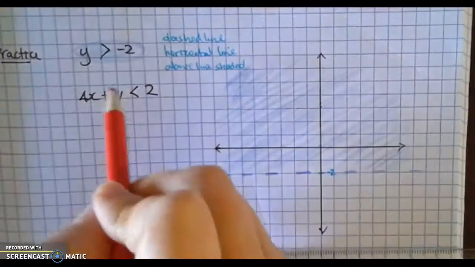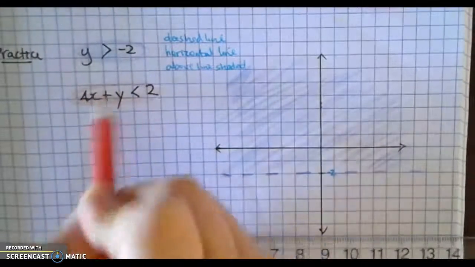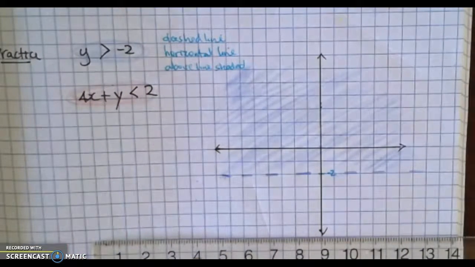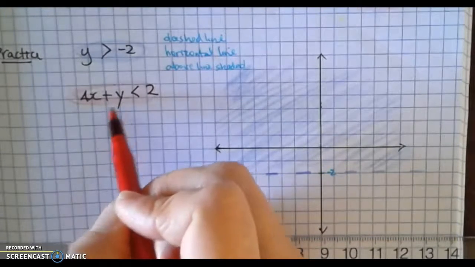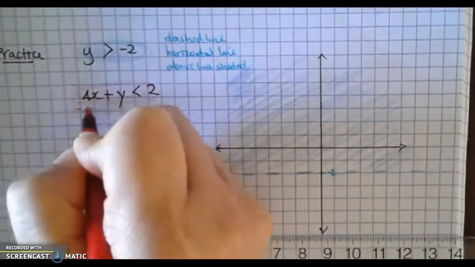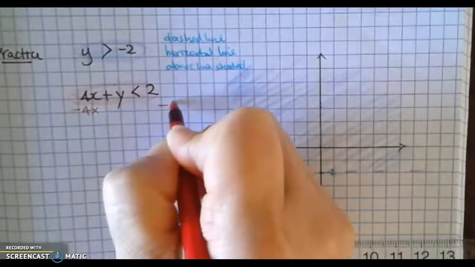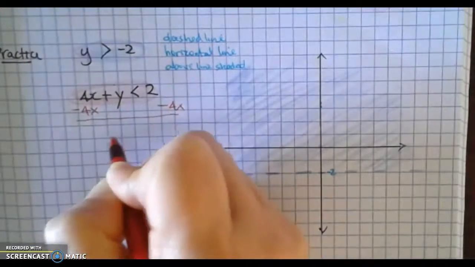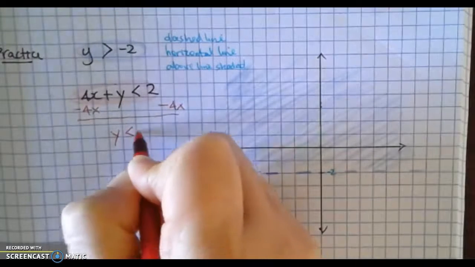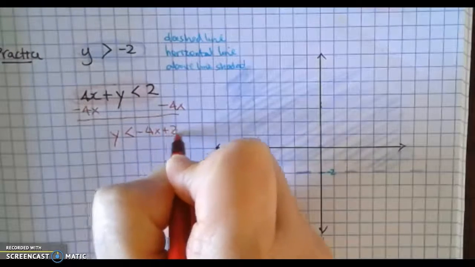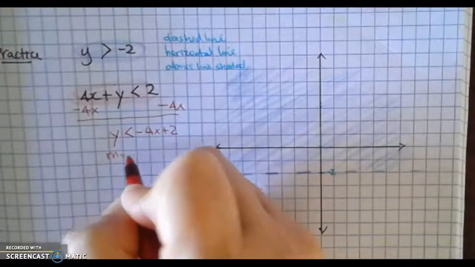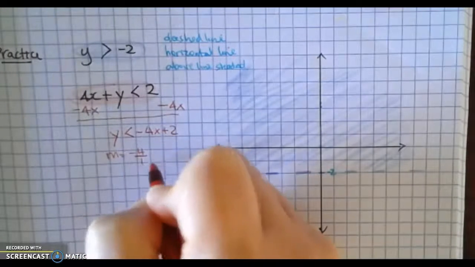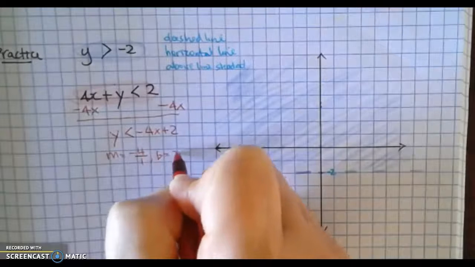Now let's do the next one. I'm going to call the next one the red inequality. But this time it's hard to graph because it's not in y equals mx plus b form, so we need to convert that. What do we need to get rid of? I hope you said get rid of 4x. From both sides, that becomes y is less than -4x plus 2. So the slope is -4 over 1, and the y-intercept is +2.